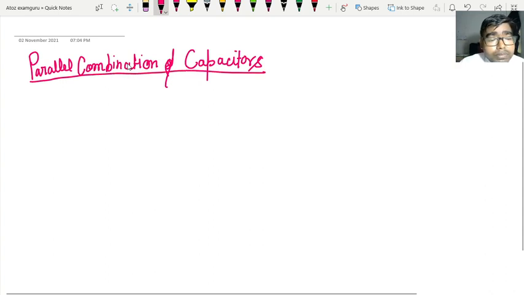The very first thing is how we decide parallel. Which criteria will decide the capacitors are in parallel? So, let us draw the circuit diagram. Then I will elaborate what the basic functioning is. So let us see. It is a circuit diagram.